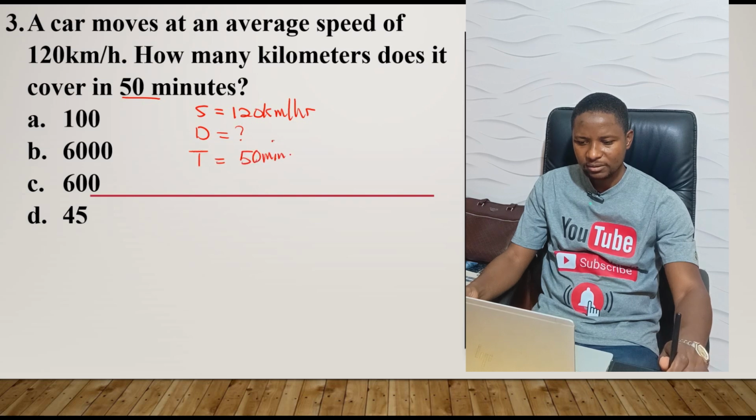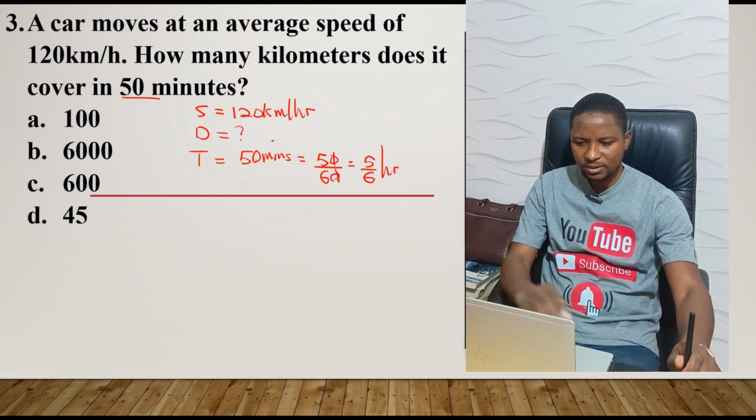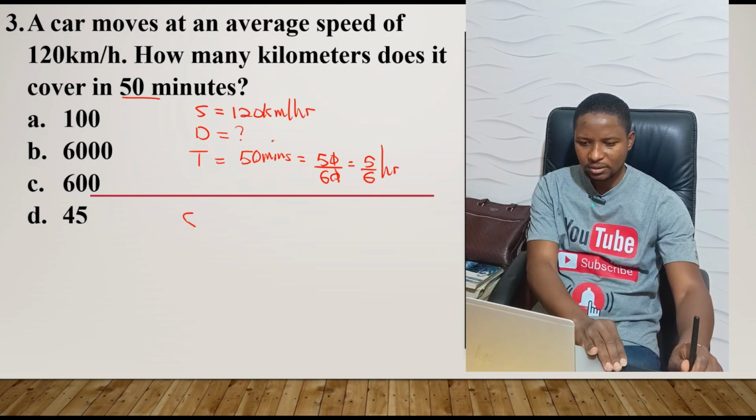as 50 minutes, but looking at the speed, it is in kilometers per hour. You have to change the time to hour. So to change minutes to hours, just divide by 60, and that is it. So you have 5/6 hours. So you have all the information necessary. Then you can state the formula for distance, which is speed times time.